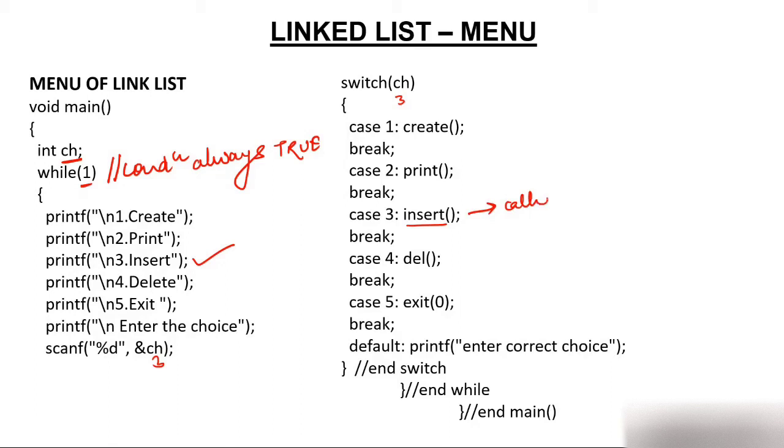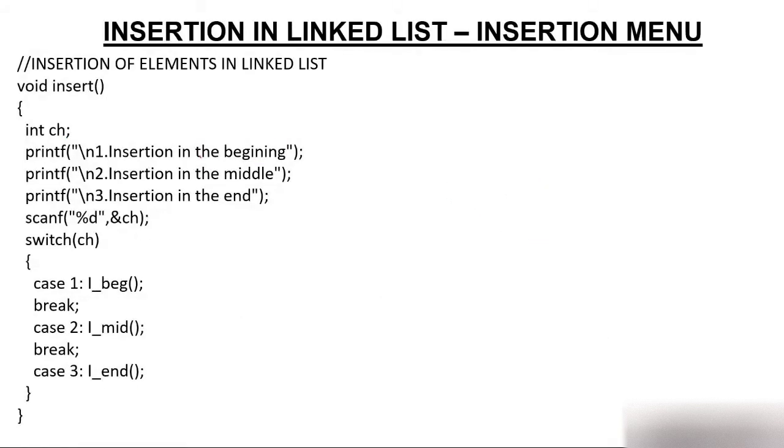So finally what we are doing, we are calling an insert function. In the insert function, again you have different options. It is like asking for a chicken, where you have different options: roasted chicken, fried chicken, gravy chicken, whatever you want. So if you want to insert, what do you want to do? Insert at the beginning, insert in the middle, insert at the end. I want to insert at the beginning, so I'll press 1. ch will have 1, switch will have 1, case 1 will call insert beginning.